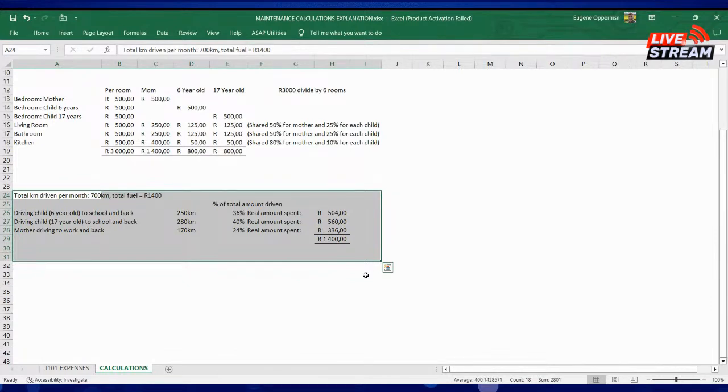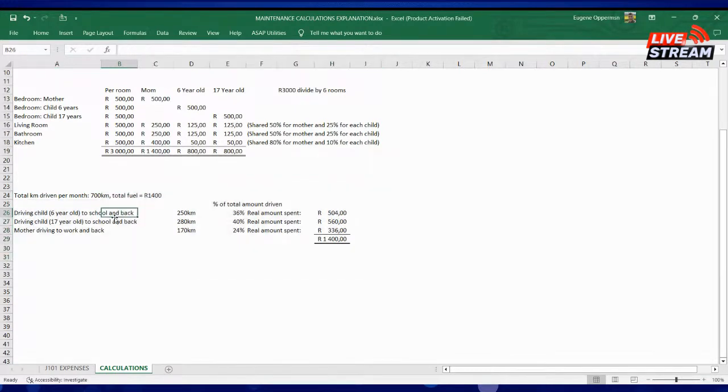So it's very easy to work out, because you can do that on Google Maps, to work out the distance between the house and the 6-year-old's creche, and the 17-year-old's school, and the mother's workplace. You can work that out to say the mom drives 250 kilometers of the total 700 kilometers driven for the 6-year-old, 280 for the 17-year-old, and 170 only for herself. This is what it equates to in order to get the amount of 1,400 Rand fuel.